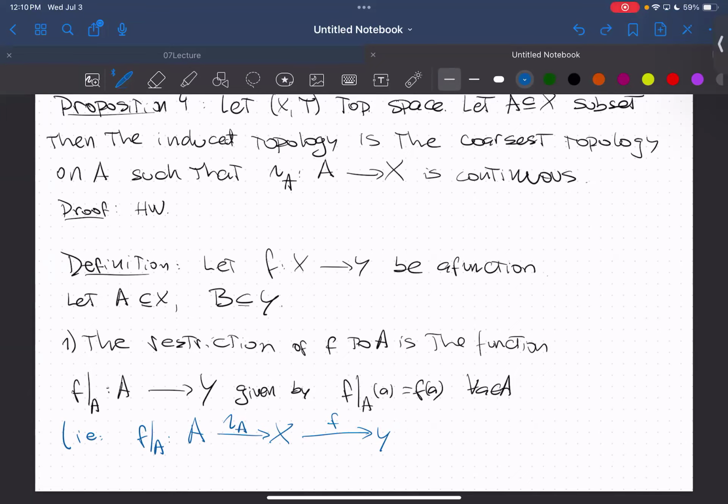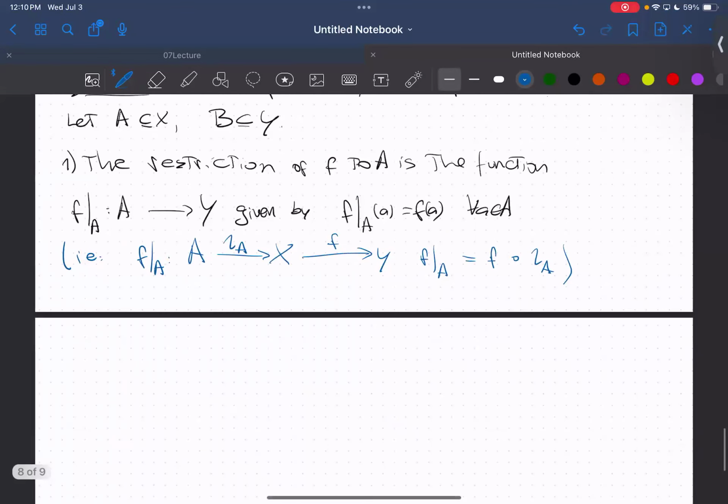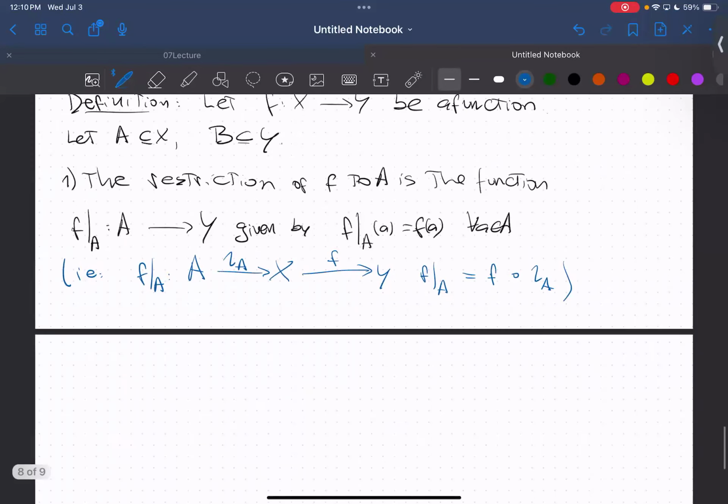So maybe I can say F restricted to A is just first do iota of A and then do F. And that's kind of why inclusions as functions make sense, because now you can define restrictions in a more precise way. So this is the first part of the definition.